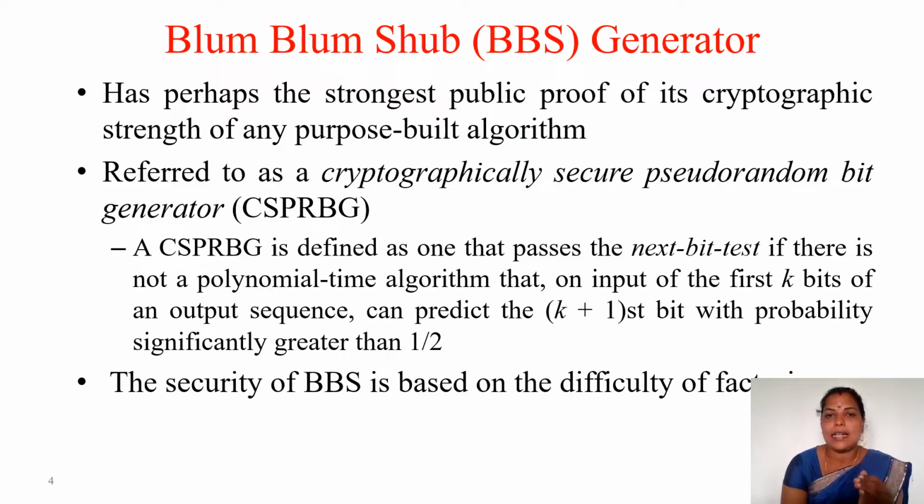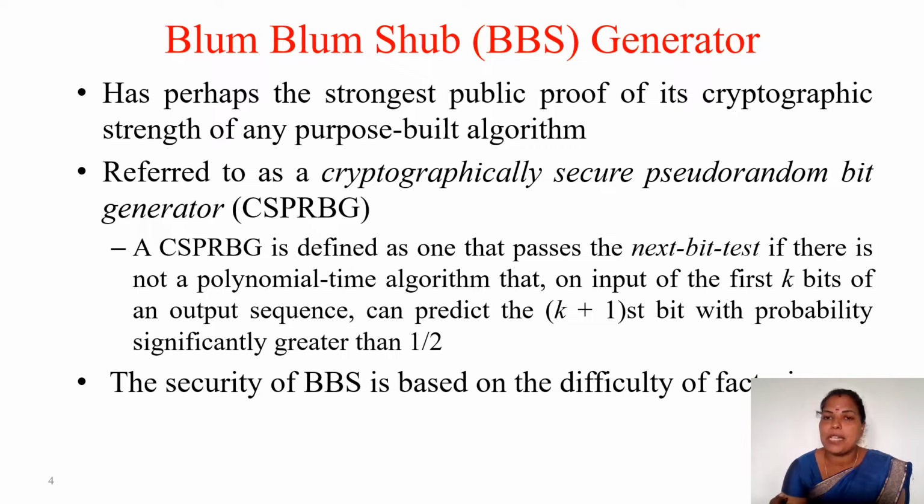In the algorithm design, we have two categories of algorithm. One is the purpose-built algorithm, and the other is the cryptographic algorithm. Purpose-built means this particular random number generator will be used to generate a sequence of random numbers for some specific purpose. In such cases, we have to use the purpose-built algorithm.